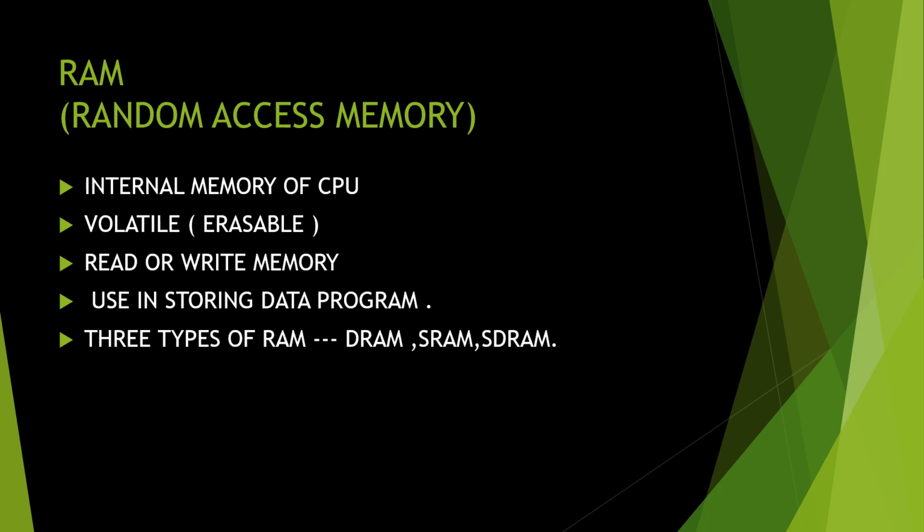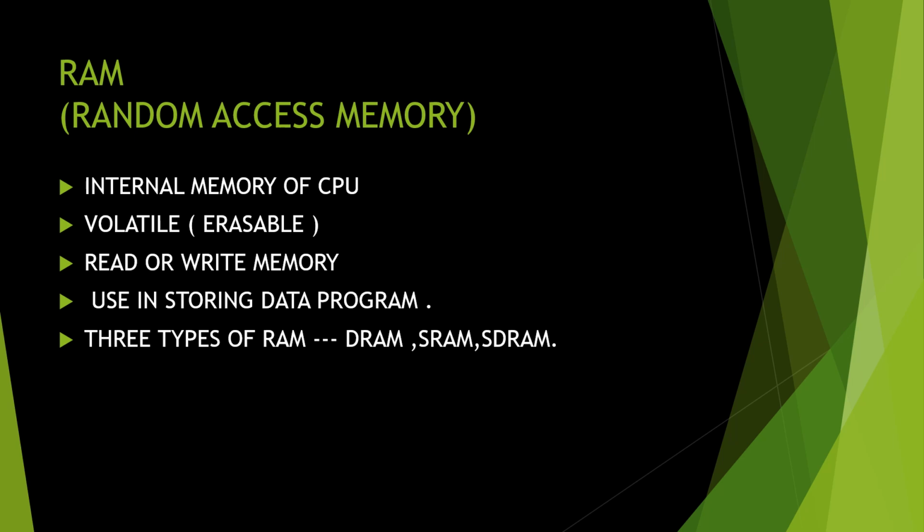RAM is random access memory. Students always get confused about it. Random access memory is the internal memory of the CPU. It is under the CPU, and it is volatile. You have to understand this very clearly. RAM is volatile. Volatile means erasable.